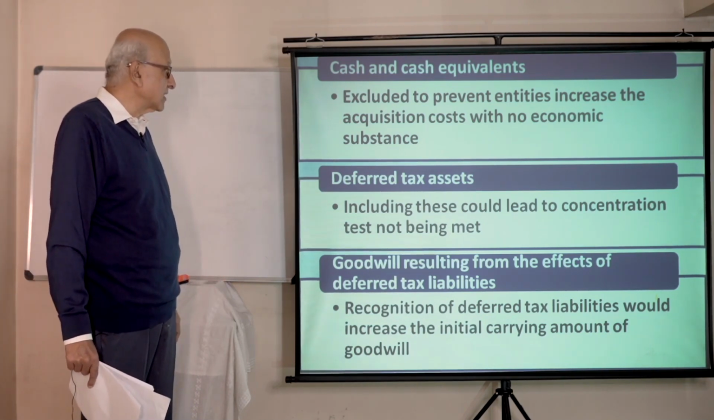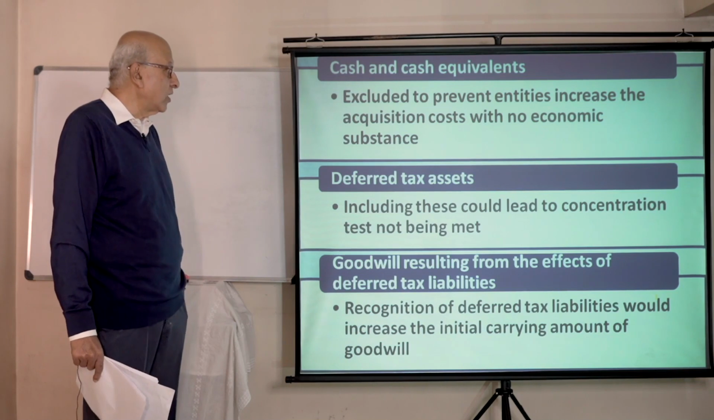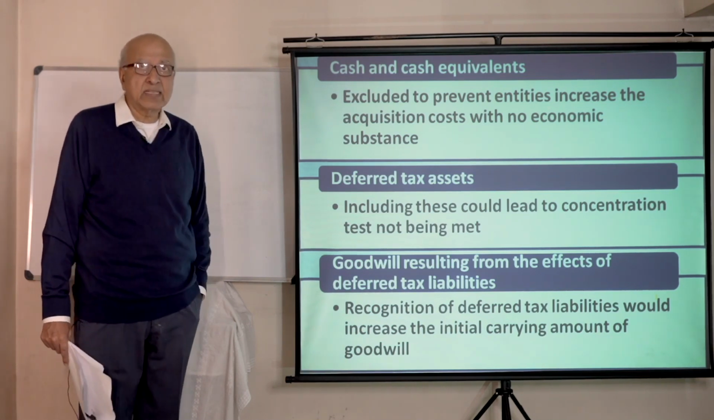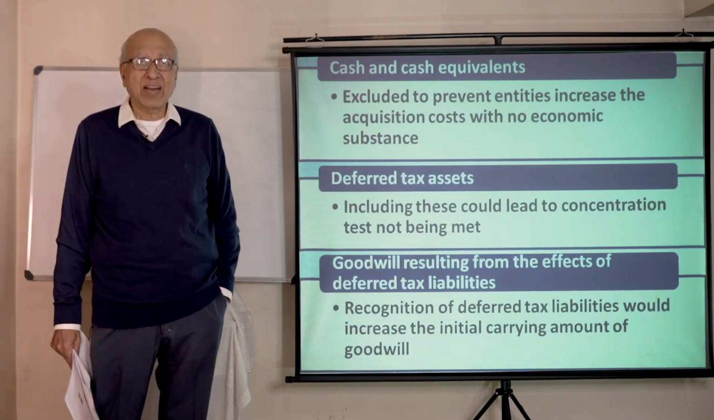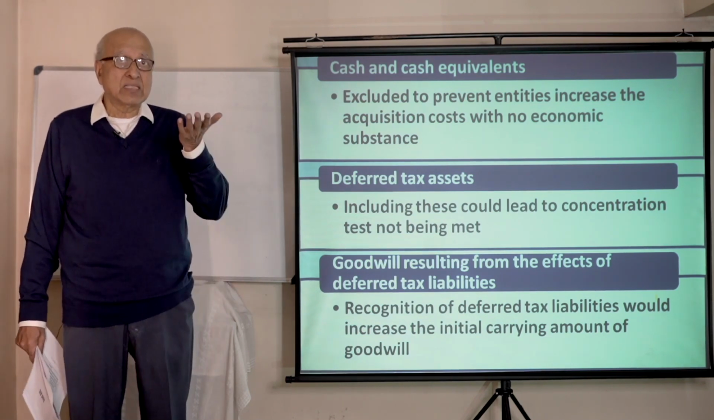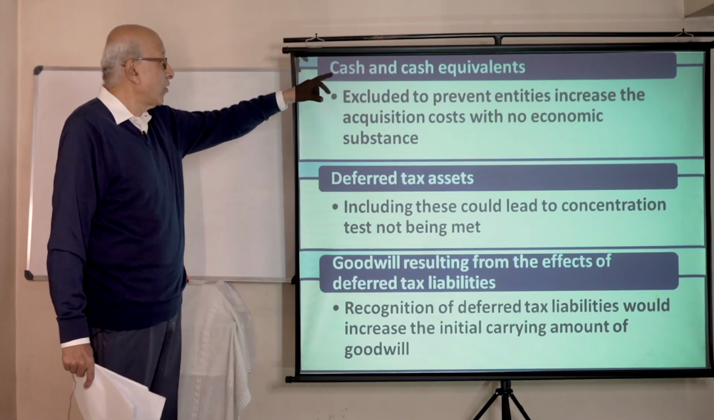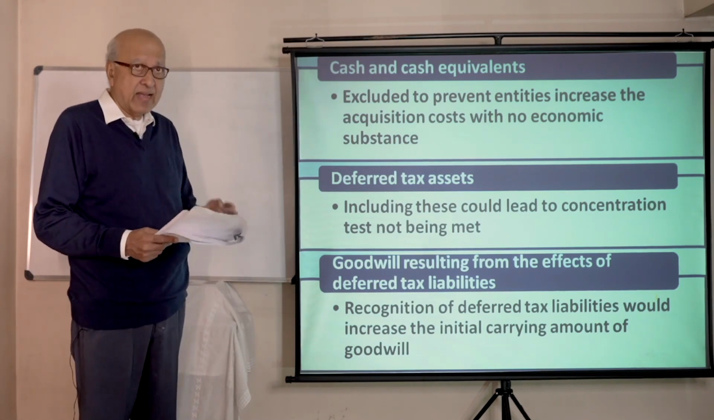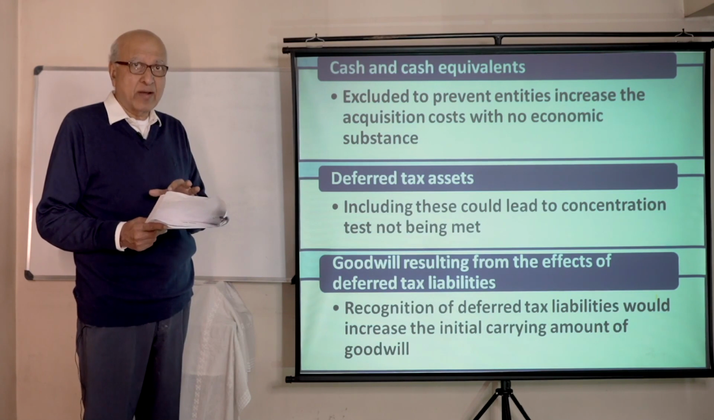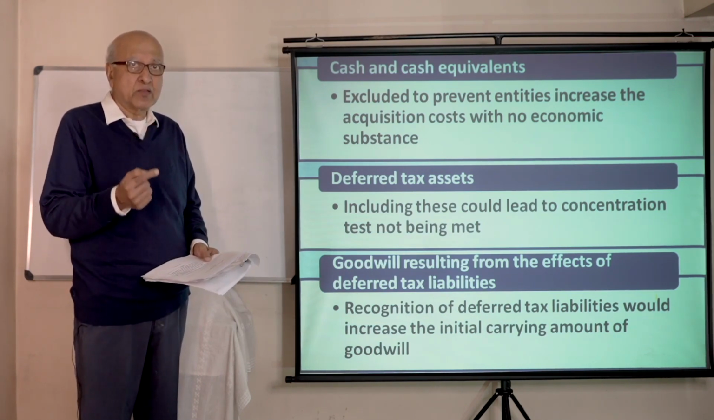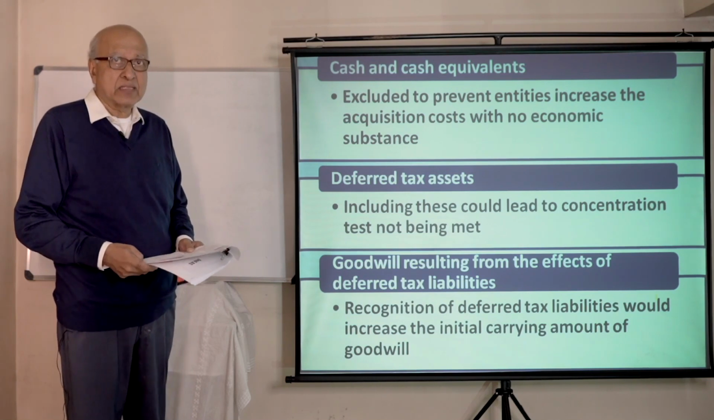Second thing, deferred tax assets. Including this could lead to concentration test not being made. Deferred tax asset, what? If one deferred tax is recognized, that will increase the value of the gross assets acquired. That means it will be difficult to meet the concept. It has to be at least 90%.